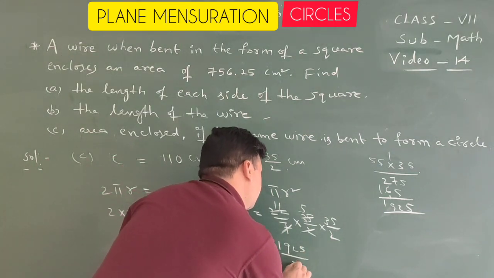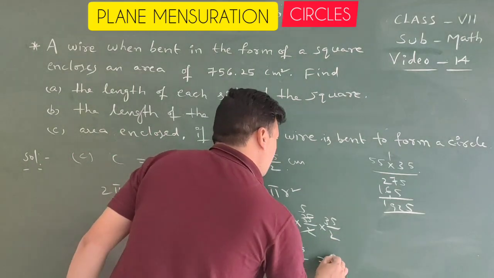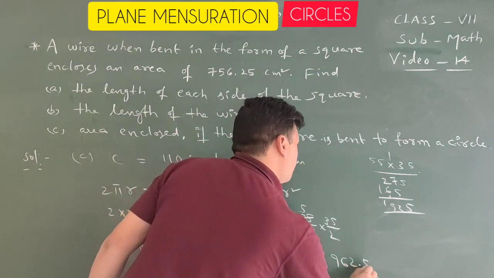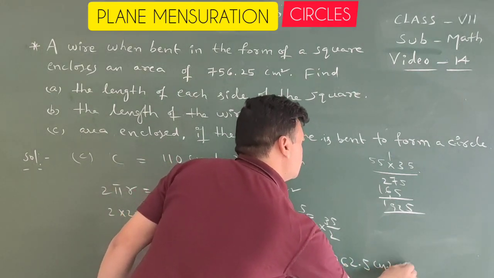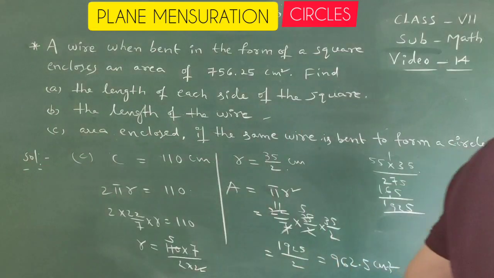1925 by 2, that is 962.5 centimeters square. 962.5 centimeters square.